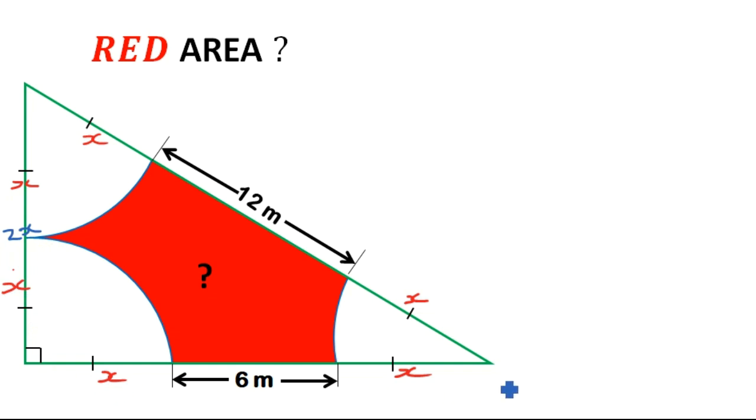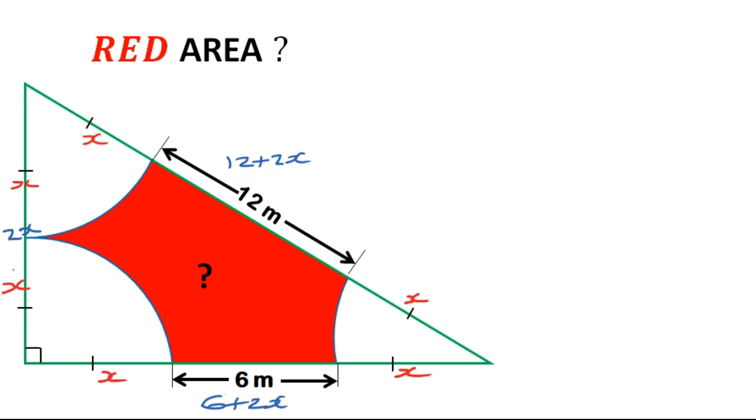Then this base of the triangle is x plus 6 plus x. So that is going to be 6 plus 2x. Then the hypotenuse of the triangle is x plus 12 plus x. So that is going to give you a total of 12 plus 2x.